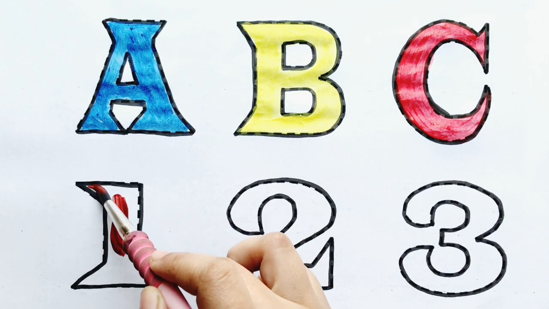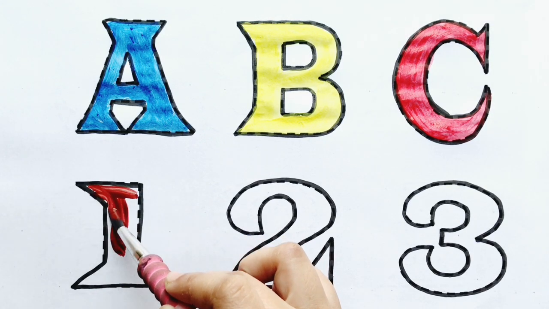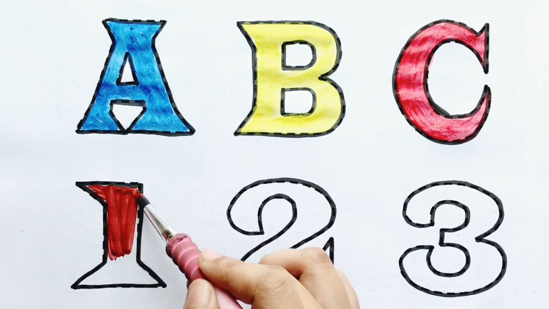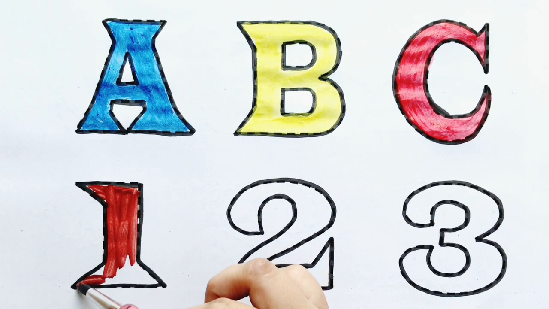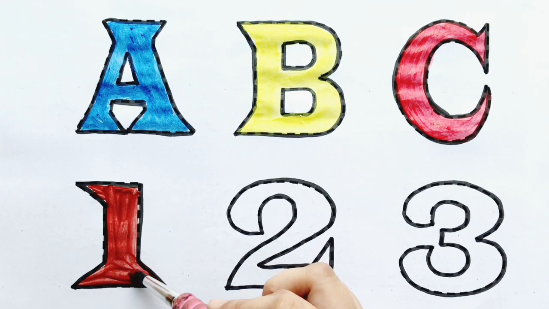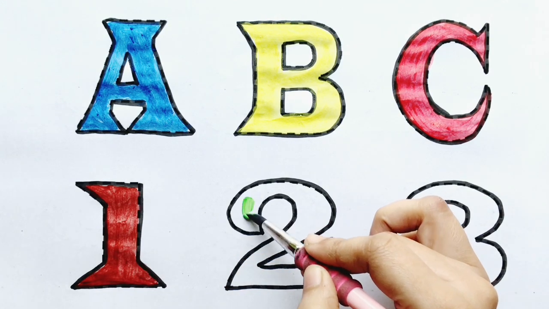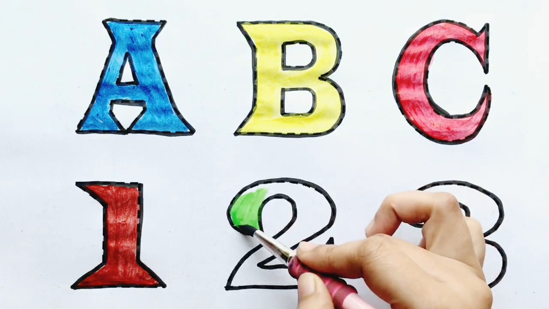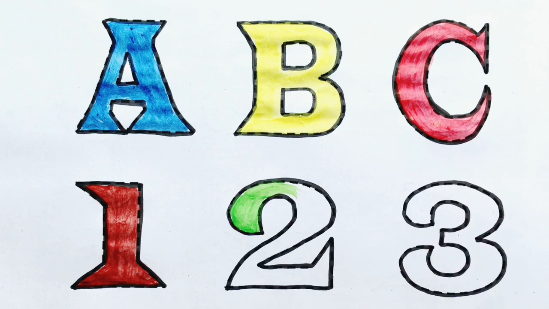Brown color. Number 1. Amazing art, apple, angel, address, animal, answer, April, autumn, ambulance. Light green color. Number 2. Alligator, ant, amazing art.